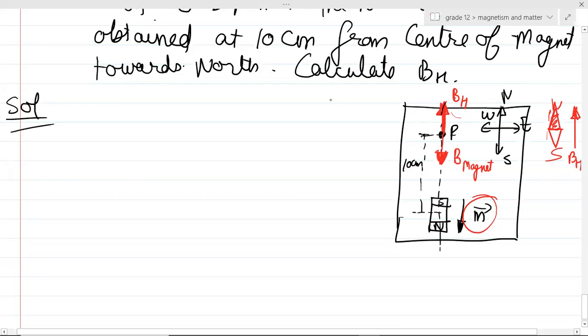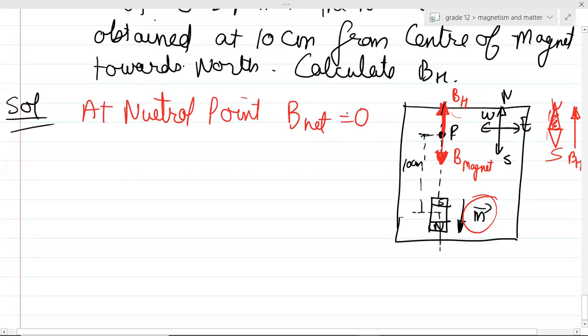So can you see the neutral point? What will happen at a neutral point? B net is 0. So basically, can you see over here, the magnet's magnetic field and the Earth's magnetic field should cancel out each other, and hence they should be equal, right?